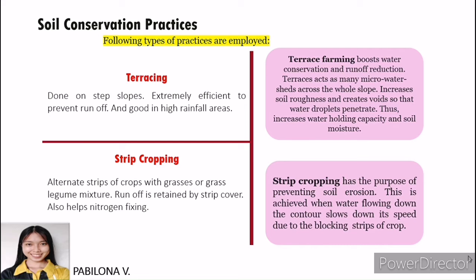Strip cropping. Alternate strips of crop with grasses or grass-legume mixture. Runoff is retained by the strip cover, which also helps nitrogen fixing. Strip cropping has the purpose of preventing soil erosion. This is achieved when water flowing down the contour slows down its speed due to the blocking strip of crop.